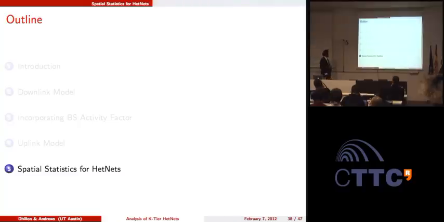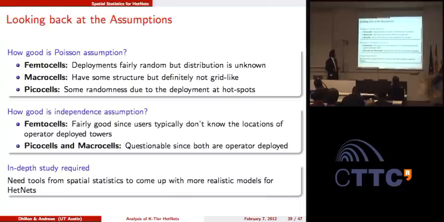Okay. So moving on, so far we have discussed a downlink and a really comprehensive model for downlink, a simple model for uplink which works and which gives nice insights. And now we will be looking at the assumptions which we talked about before, and taking a more fundamental spatial statistics view. And how good is a Poisson assumption? As I promised at the beginning, we will go over these. How good is Poisson assumption, by the way?